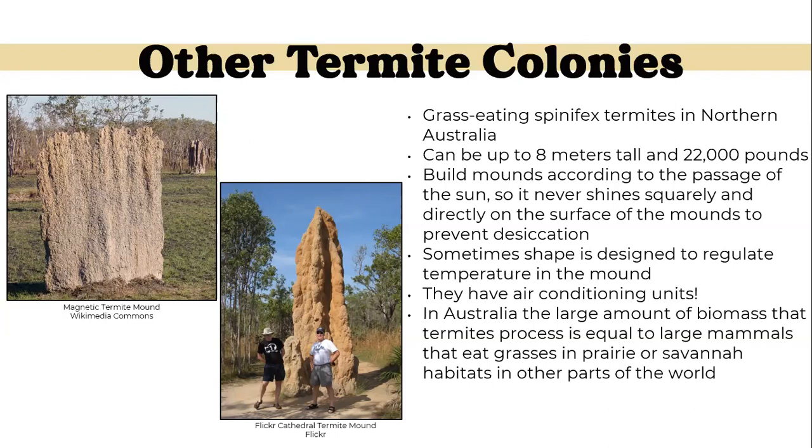One thing that's kind of neat is in Australia, they have these huge termite mounds. And what they found is that the amount of biomass that termites just process on their own is equivalent to large mammals eating grasses in prairies and savanna habitats. So they're very important, even though we often find them very pesty.